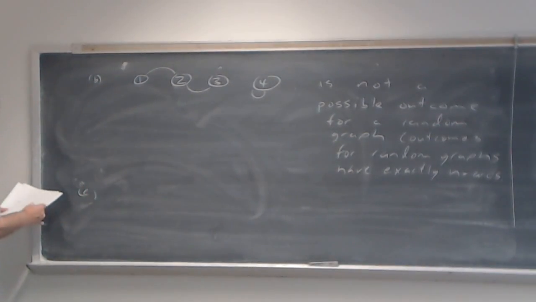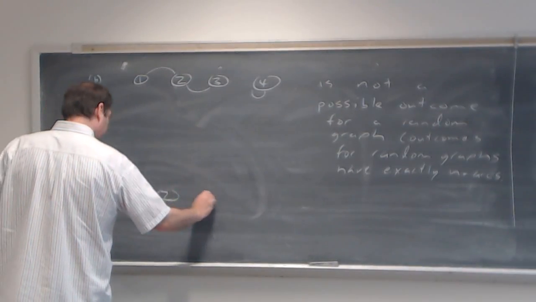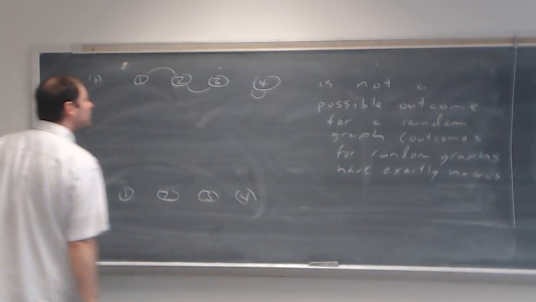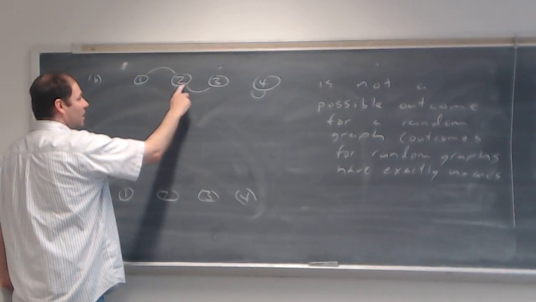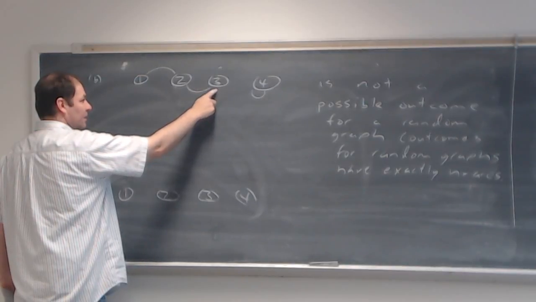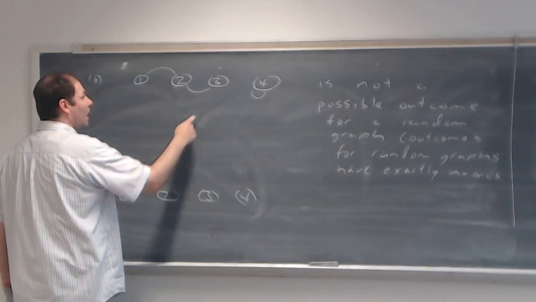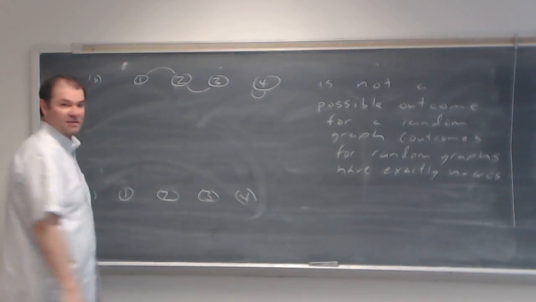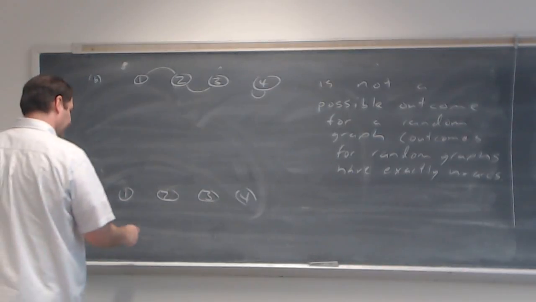For part C, as an example, we have 1, 2, 3, and 4. See here, in this previous example, 1 could go to 2, 2 is sent by another random variable to 3. 3 isn't sent anywhere, and that's what makes it a non-random graph, not an outcome for a random graph.